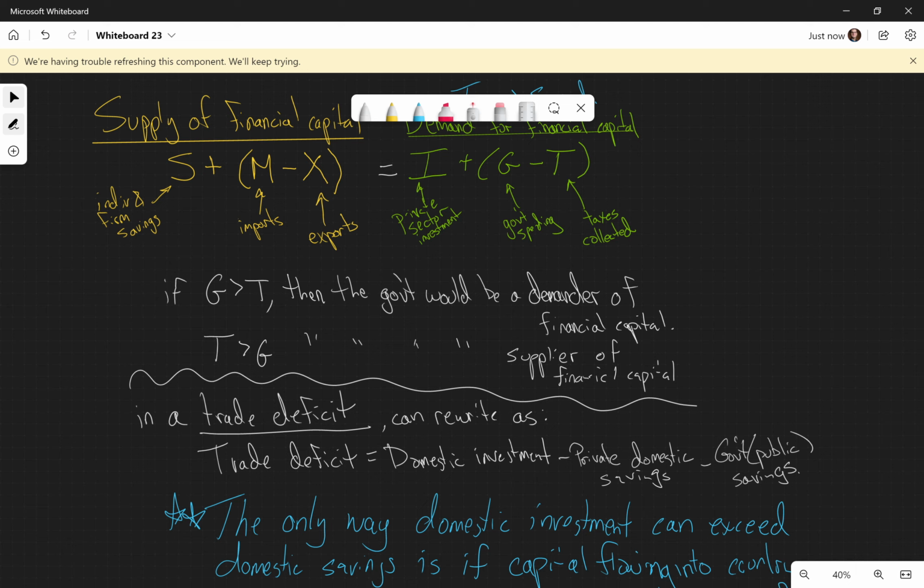So if the trade deficit rises, that means that either domestic savings has to go up, public savings has to go down, or private domestic savings has to go down. Okay, so it's coming from my money. Okay, so that all happens within one side of the equation. Okay. Yeah, so we're going to talk about that.